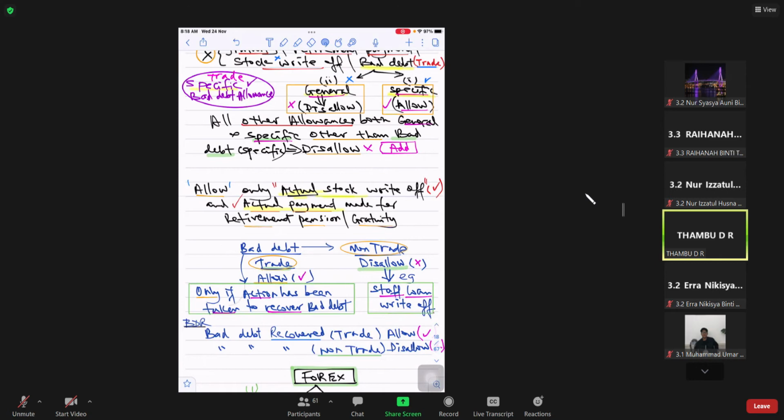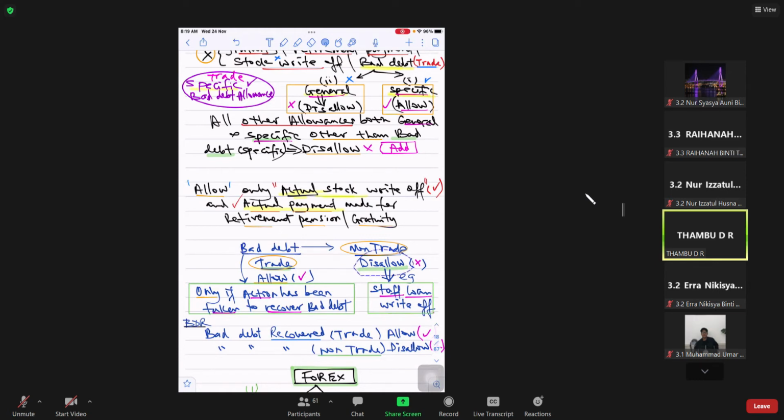Only if action has been taken to recover the bad debt. So if I sell goods to you, you don't pay me, and I have taken action to collect the money, action means sending you a lawyer notice, sending you a demand letter, yet you don't pay me, I write off, allow. If you never took any action, then we would not allow it, even though it is trade.